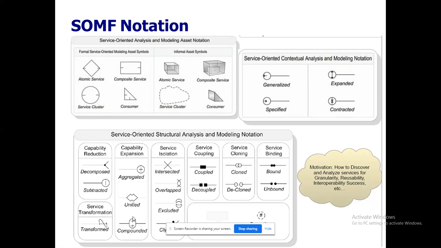Next, service isolation. Service isolation is ready to talk about intersected. It's not like identifying common properties between two services. It's not like that. It is the place where the web services will communicate with each other, right?